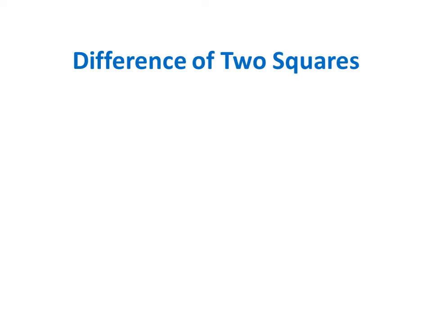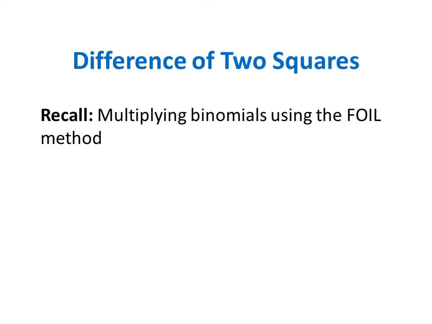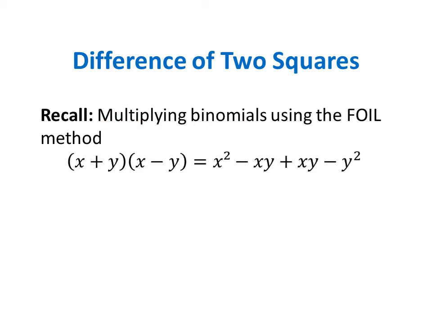In this video, we will learn how to factor the difference of two squares. First, let's derive the expression for the difference of two squares. Recall from multiplying binomials using the FOIL method, this particular example. Let's say we have to multiply the binomial x plus y with the binomial x minus y.